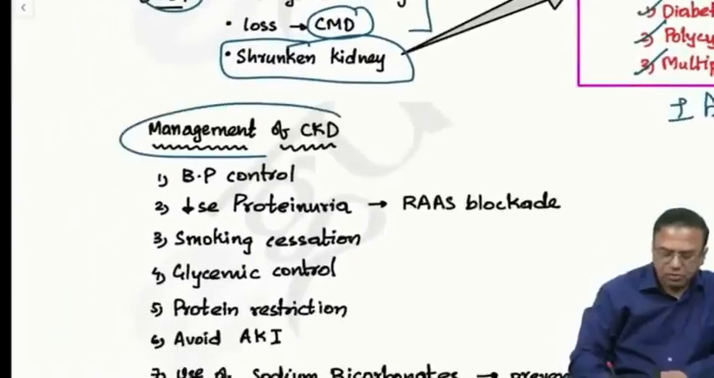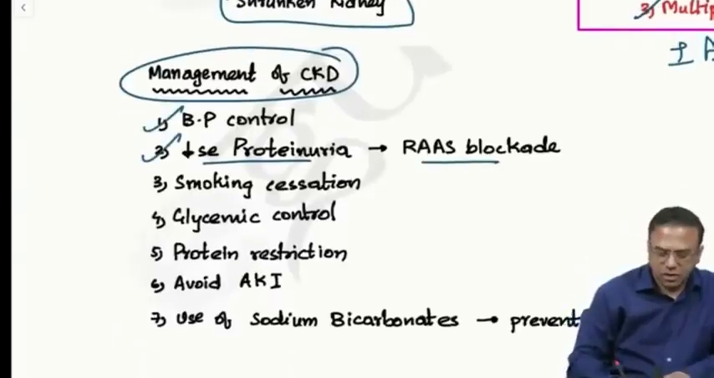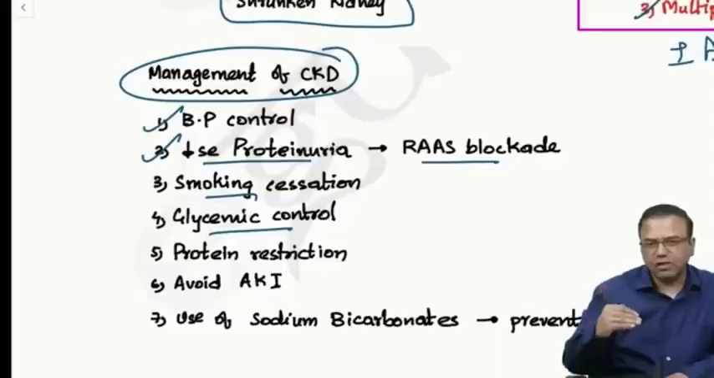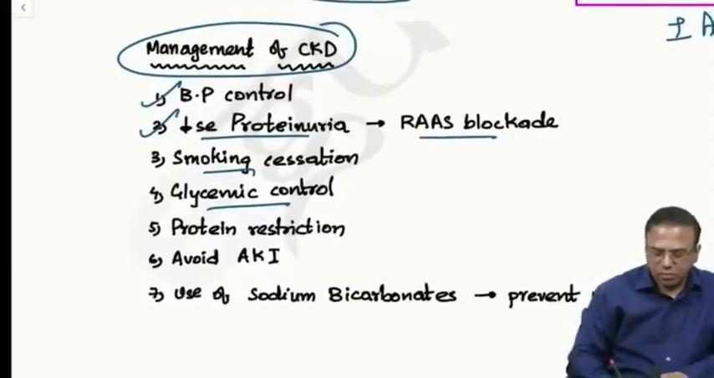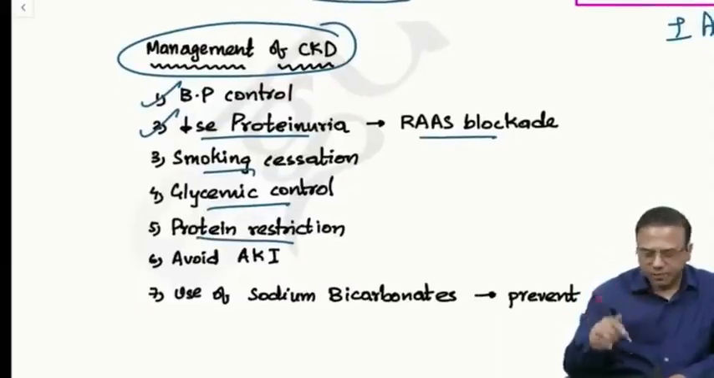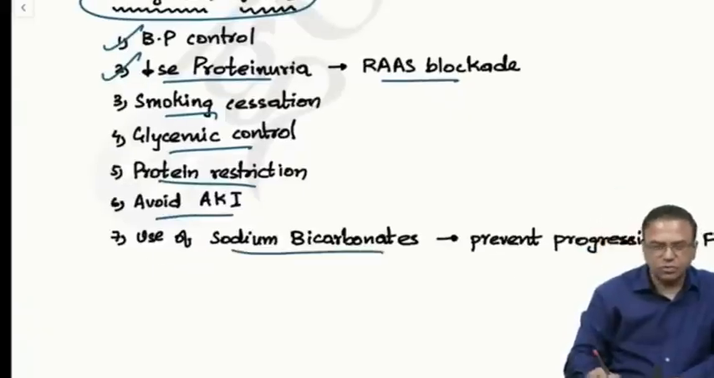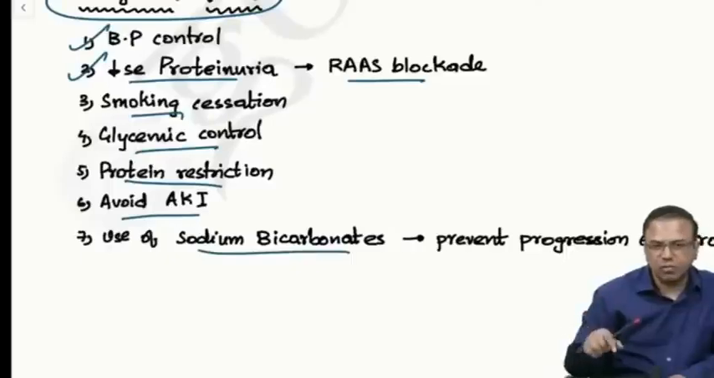Now what do you want to do in the management of CKD? Remember, control of proteinuria is the main thing: ACE inhibitors, control the blood pressure. Then whatever risk factors are there, you stop them. Protein restriction, although we say protein 0.8 gram per kg per day is allowed. Avoid anything that can precipitate acute kidney injury. Soda bicarb is used because that helps in decreasing fibrosis.